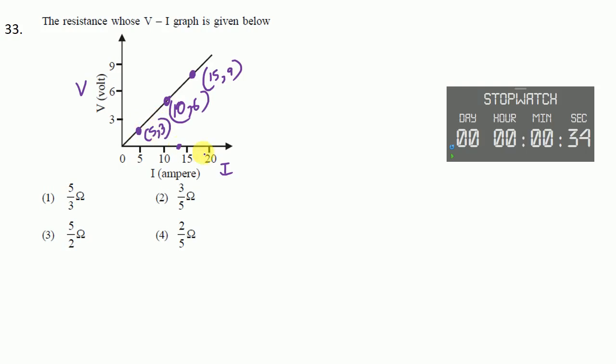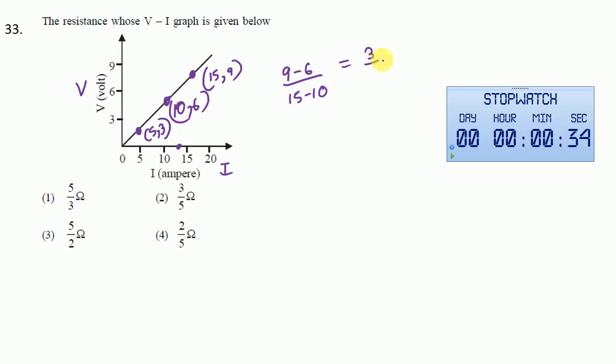Now slope, what is slope? Slope is y2 minus y1 by x2 minus x1. 9 minus 6 by 15 minus 10, what do we observe? 3 by 5. Let's check if it is a straight line, and it should validate with all three values. So again 6 minus 3 by 10 minus 5, what do we get? We get again 3 by 5. So okay, it's giving right.